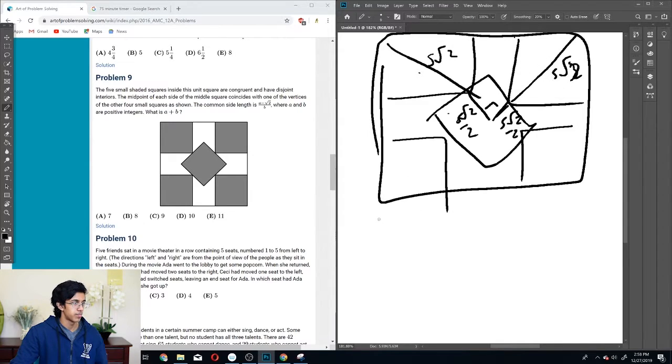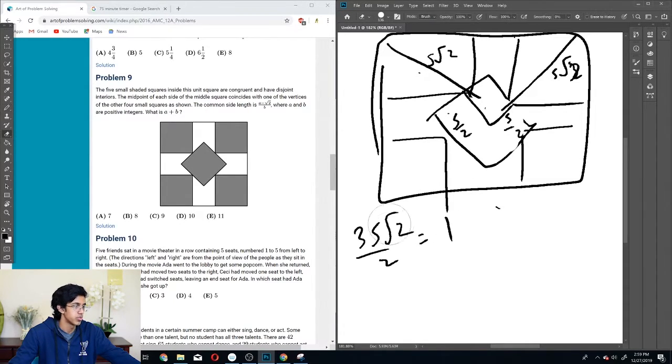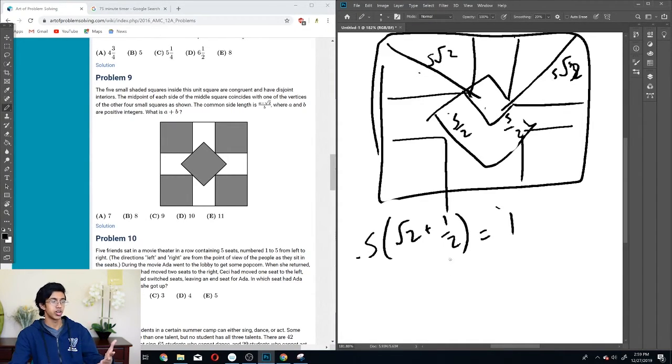So we get that s times root 2 times 3 over 2 is equal to 1, and then we get that, wait, no, why is that not valid? Oh, this is just s over 2, it's not s over 2 root 2. So this would be s over 2, and then instead of that, this would be s times root 2 plus 1 over 2 is equal to 1. So if we just divide it out, we should get our answer.